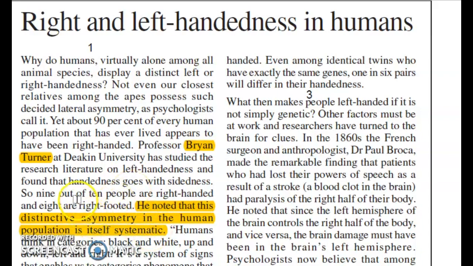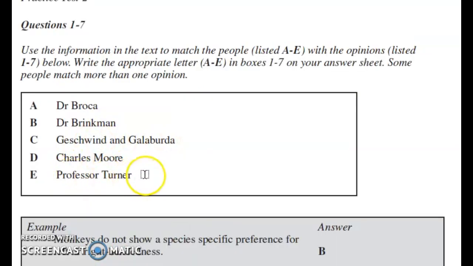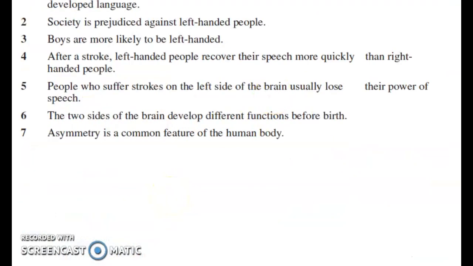Let's find out whether we can match it with the given opinions. So let's try to match these opinions. Human beings started, society is prejudiced, boys are more likely after stroke, brain develop different functions before birth. Asymmetry is a common feature of the human body. Yes, asymmetry is a common feature of the human body. This is our answer, and this is the opinion of Professor Turner. The answer would be E, so I'll put E here.